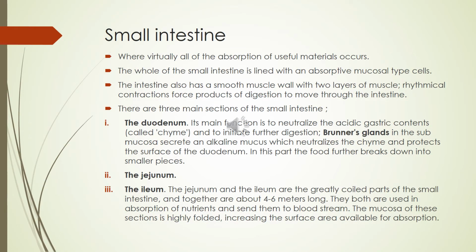Okay, students. So now we come to the small intestine. Moving ahead from the stomach, we go towards the small intestine, where virtually all of the absorption of the useful material of the digestive content takes place, and the whole of the small intestine is lined with absorptive mucosal cells. The intestine also has a smooth muscle wall with two layers of muscles, whose rhythmical contractions force the products of digestion to move through the intestine.